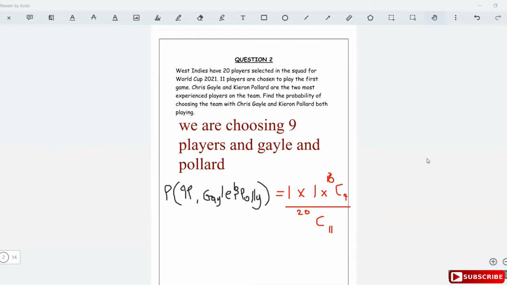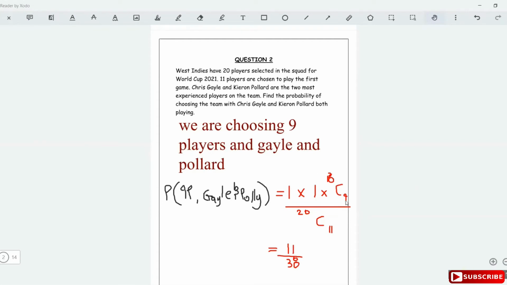We just need to work out 18 choose 9, and then we divide that by 20 choose 11. So we evaluate that and we get 11 over 38. So that's the probability of choosing a team with both their most experienced players playing. And that's it. That's all you do to do this probability question.